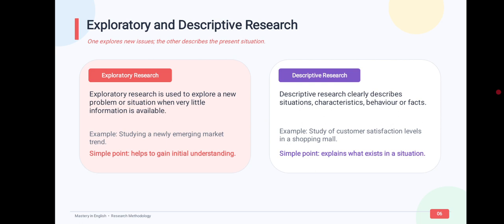Basically, exploratory research is conducted to explore new problems or situations. This research is used when very little information is available in the market. So researchers conduct exploratory research to gain initial understanding of the topic. This line is very very important. I am going to repeat again. Listen carefully. Researchers conduct exploratory research to gain initial understanding of a topic.